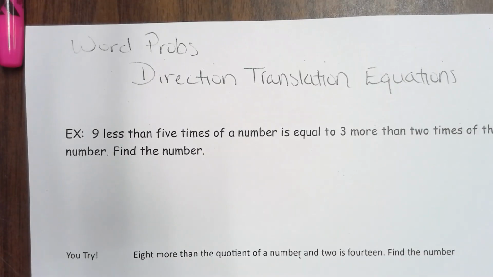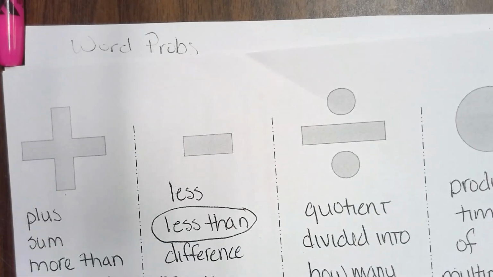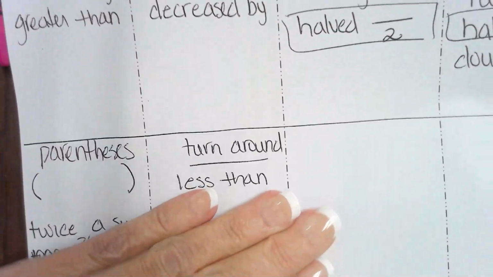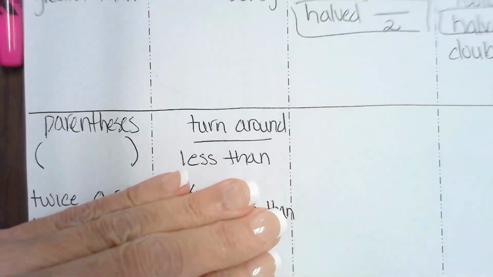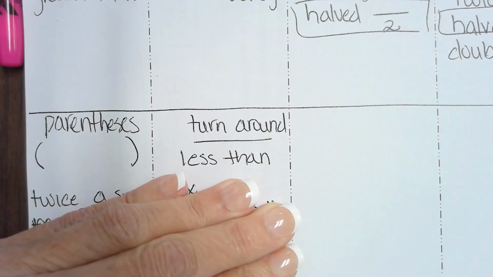Find the number. Now I'm going to bring something up that we did not get to yesterday. Okay, when you guys had this right here, there was something written at the bottom. And mine is handwritten, and yours was typed with text. It said turnaround is less than. Turnaround is less than.